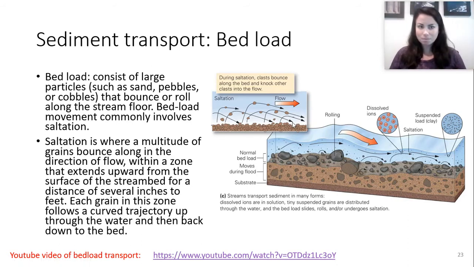If you've ever gone to a river and seen how perfectly smooth some of these river rocks are, that's because they've gone through a lot of this saltation process. This is where the bed load is kicked up, pushed, and tumbled along with the flow of the water. And here's a YouTube video that shows that.